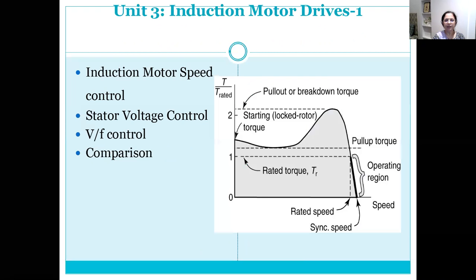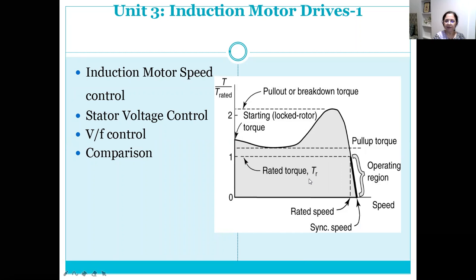Today we will be studying about induction motor drives. In this topic, we will be studying induction motor speed control using stator voltage control and V by f control, and then a comparison of these two methods.